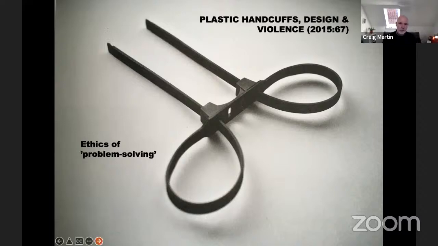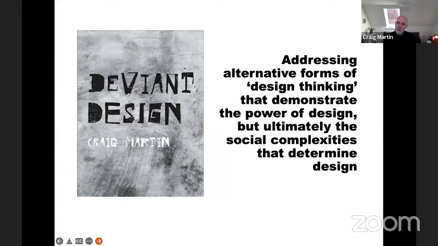So ultimately, the aim of the book is to address alternative forms of design thinking. So what I'm talking about here is not design thinking in that traditional kind of business sense. If we think about how organizations like IDEO have talked about design thinking over the last 15 or 20 years, I'm thinking about different forms of design thinking. So how people think about solving problems or encountering problems through design, but outwith the ways in which we've traditionally thought about that. So really what I'm saying is that we can address particular forms of design thinking through alternative means that really demonstrate the power of design, but ultimately speak to the complexities that determine design.